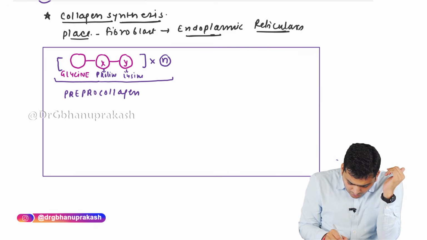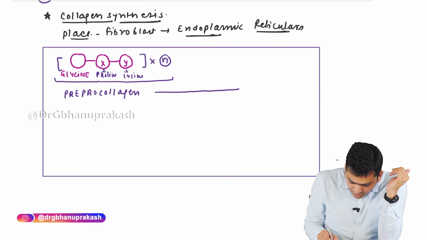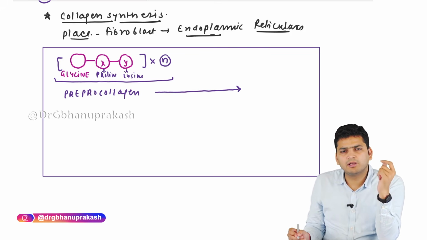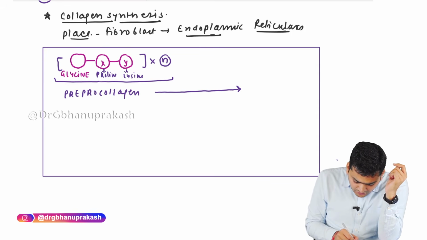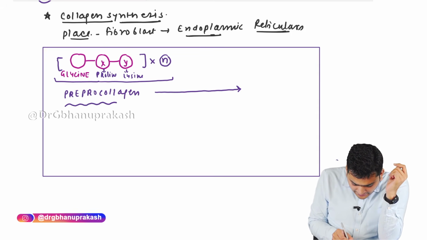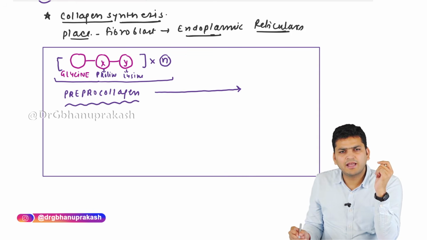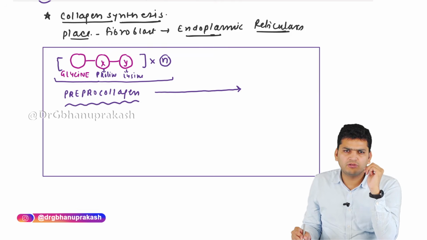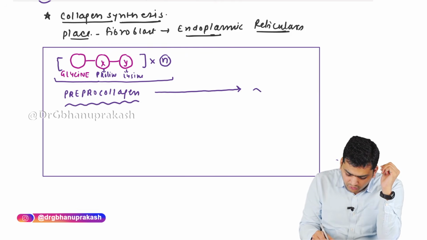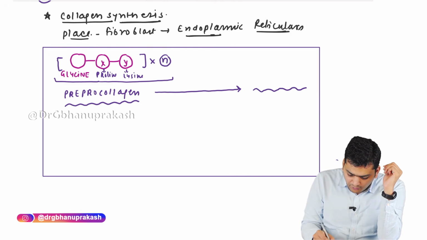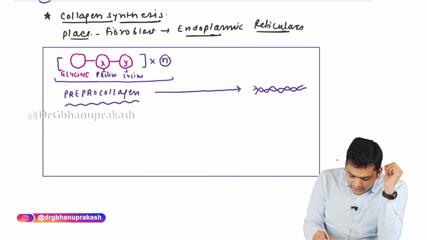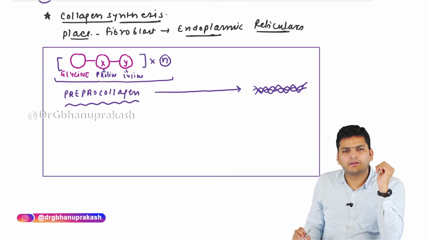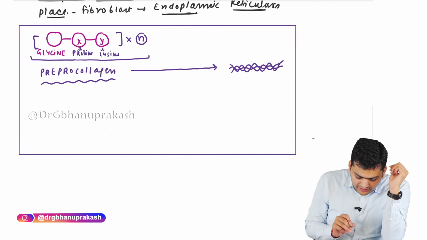So what are the modifications that we are going to do so that it will convert into a strong, stable structure? See, right now the pre-pro collagen looks like this. It has a helical structure, an alpha helix structure. So we take 3 pre-pro collagen molecules, and we rotate them on one another. If we rotate 3 pre-pro collagen molecules on one another, the structure will look like this. This is called triple helix formation.